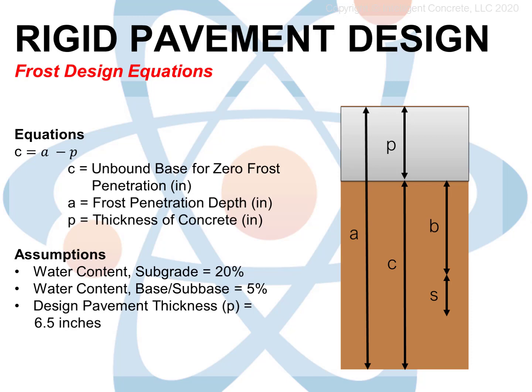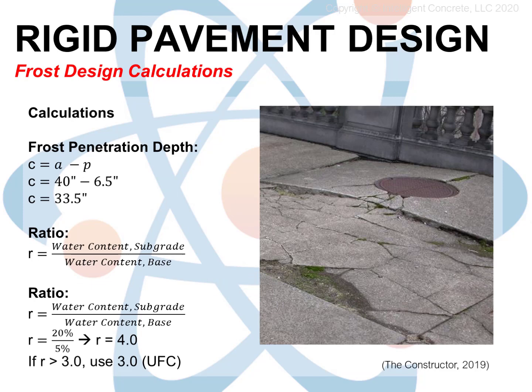Per the UFC manual for frost protection, base thickness should be at least equal to the thickness of the pavement concrete. Therefore, we use a design base thickness of 6.5 inches as a starting point, but we'll soon see that the minimum recommended base thickness won't be adequate to provide frost protection. We will have to calculate a ratio of water contents between the prepared base and subbase layers and the native soil. Here we will plug in the values for our pavement thickness and frost penetration depth to find that our unbound base for zero frost penetration would be about 34 inches.